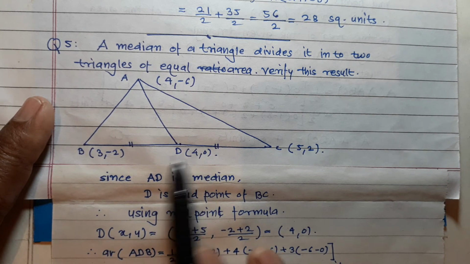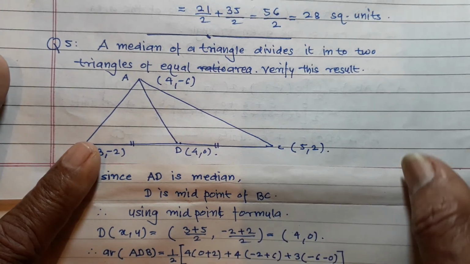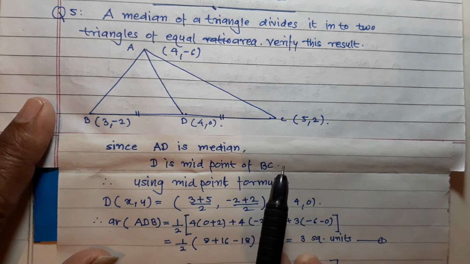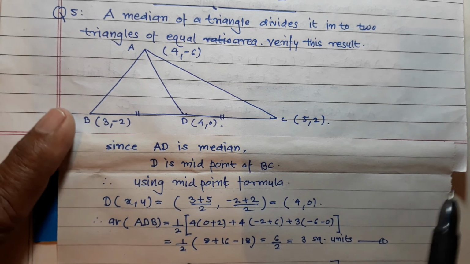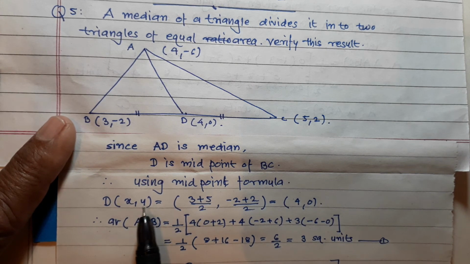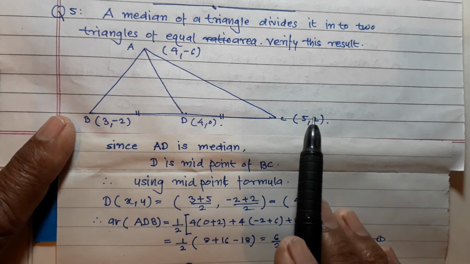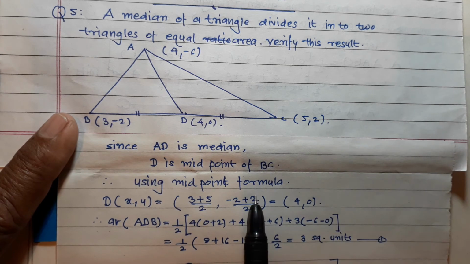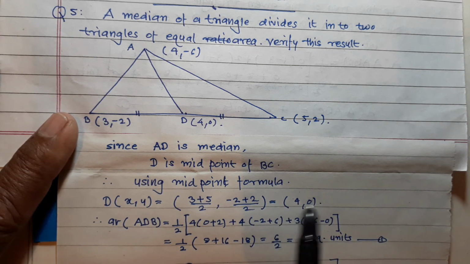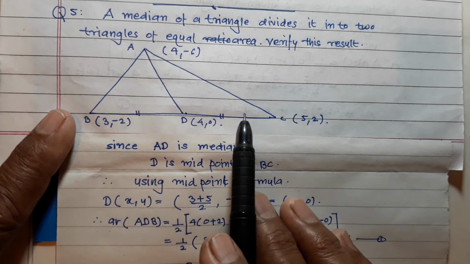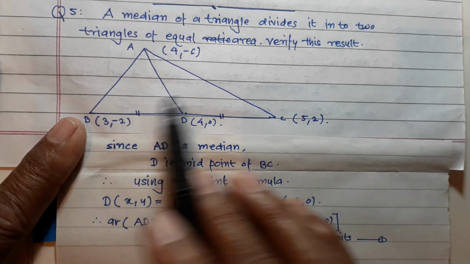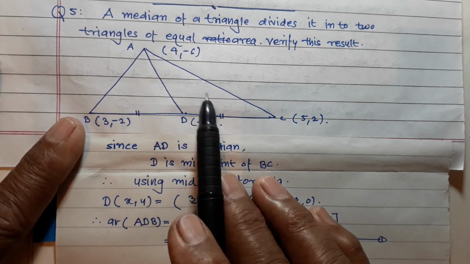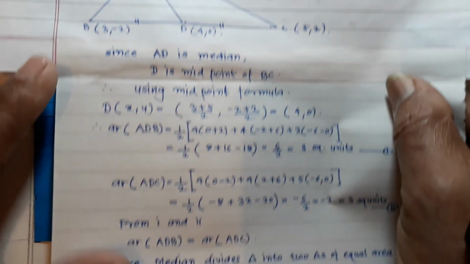So find this point using the midpoint formula. Okay, since AD is median, D is the midpoint of BC, so using the midpoint formula, D(x, y) is equal to (3 + 5)/2 and y coordinate (-2 + 2)/2, which is equal to (4, 0), and therefore D is equal to (4, 0). Find the area of this triangle and find the area of this triangle and verify whether these areas are equal or not.